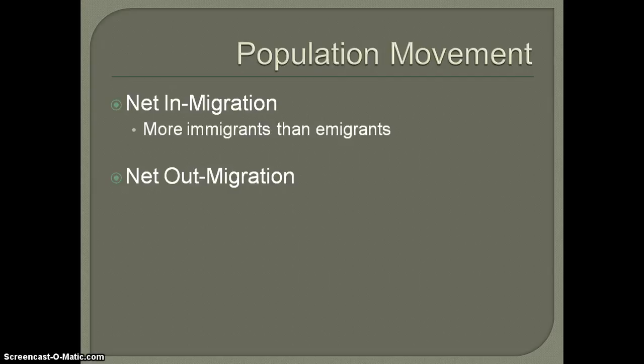We have what's called net in-migration. And of course, this simply means that you have more immigrants, people moving in, than emigrants, people leaving. And of course, both of these ideas are going to be important. So next, net out migration: more emigrants than immigrants, more people exiting than coming in.